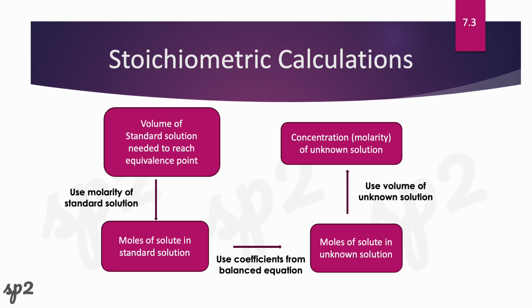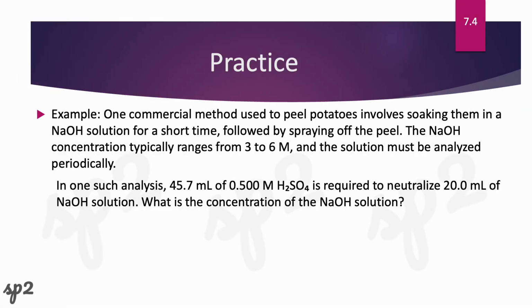So I'm going to show you a practice using all of these steps on the next slide. Take a look at this practice. It says one commercial method used to peel potatoes involves soaking them in sodium hydroxide solution for a short time and then following by a spraying of the peel. The sodium hydroxide concentration can range from 3 to 6.